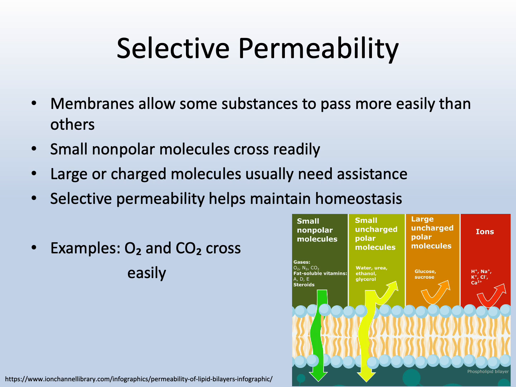However, large molecules or charged molecules such as ions and sugars usually can't cross the membrane on their own. Instead, they often need help from specialized transport proteins. This selectivity is really important because it helps cells maintain homeostasis, keeping the cell's internal environment stable even when conditions outside the cell change. For example, oxygen or O2 can easily enter the cell so it can be used in cellular respiration, while CO2 or carbon dioxide can easily leave as a waste product.